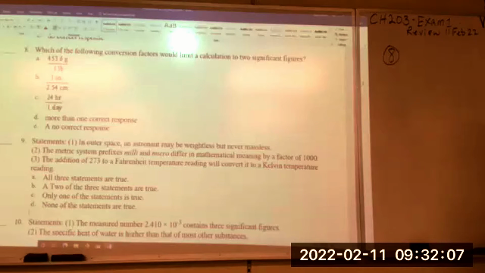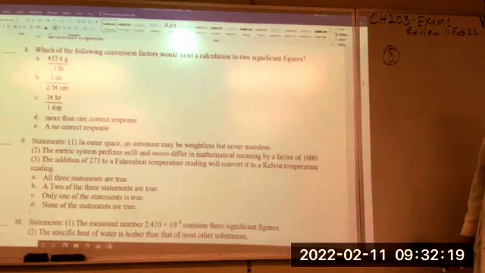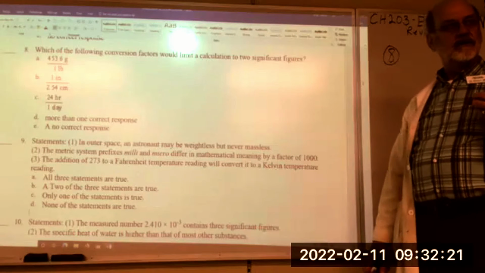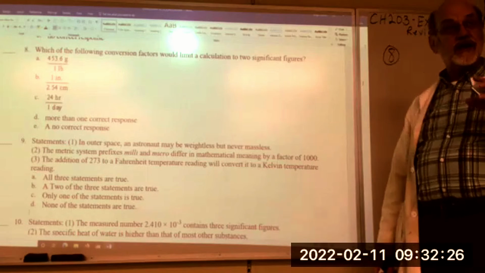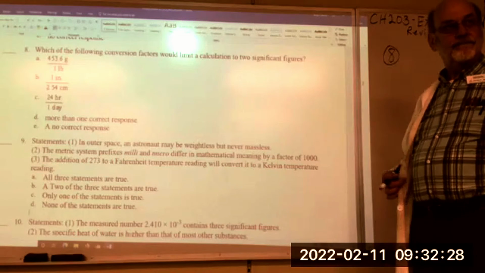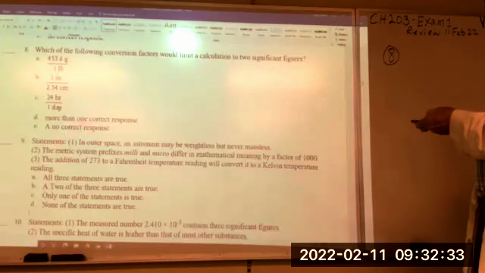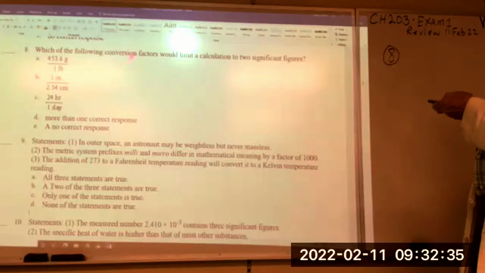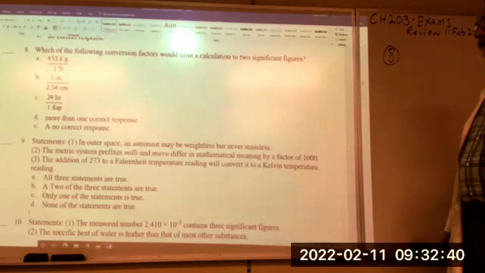Which of the following conversion factors would limit a calculation to 2 significant figures? None, because of what I just said. Conversion factors are always considered exact numbers. They have no limit on the significant figures of your answers. Will always be an exact number. Yeah, no correct response. Right? None of them would limit your answer to 2 significant figures.